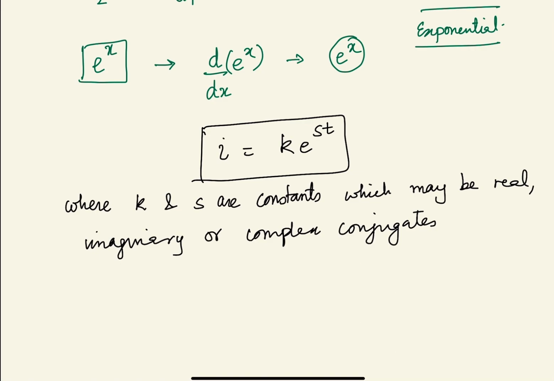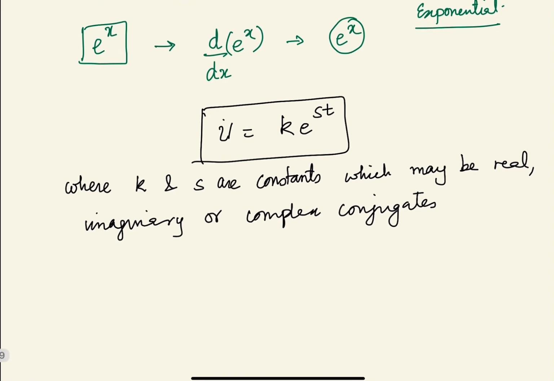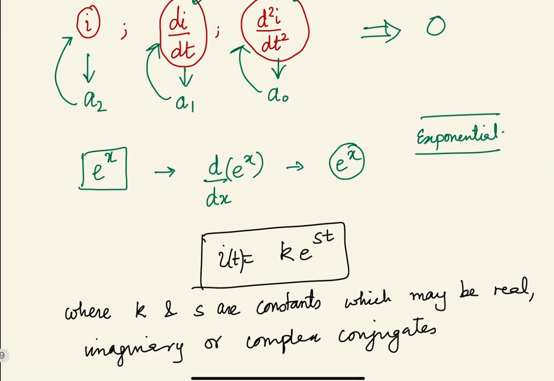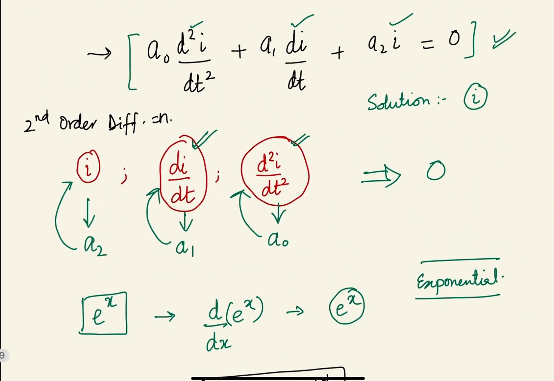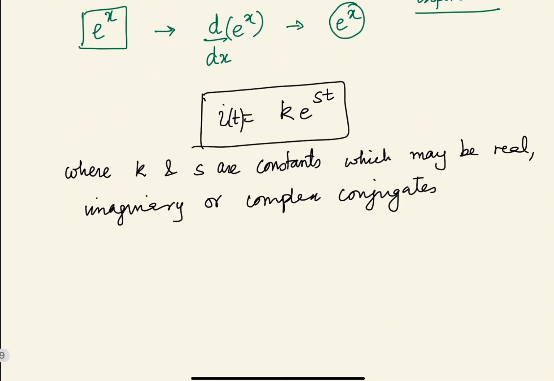We'll see this. If you take this I of t and put it in the above differential equation, what do you get? You get a0 s square k e to the power st plus a1 s k e to the power st plus a2 k e to the power st. All of this sums up to 0.